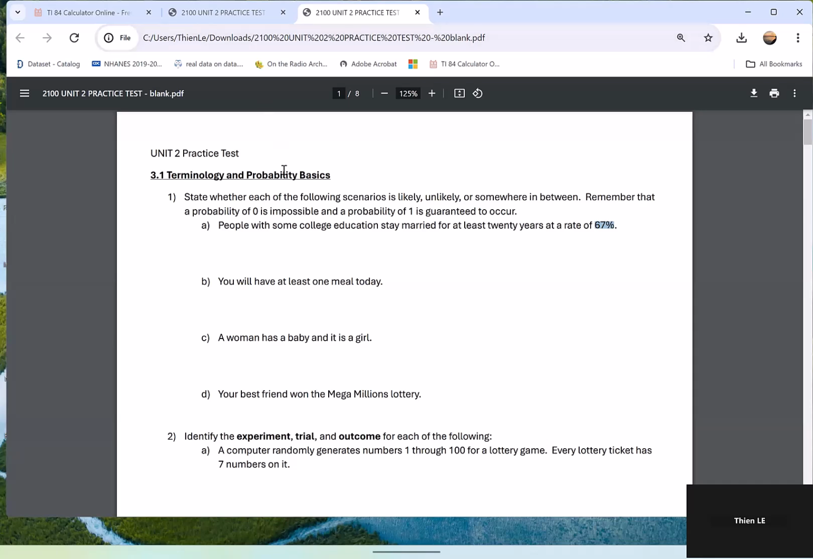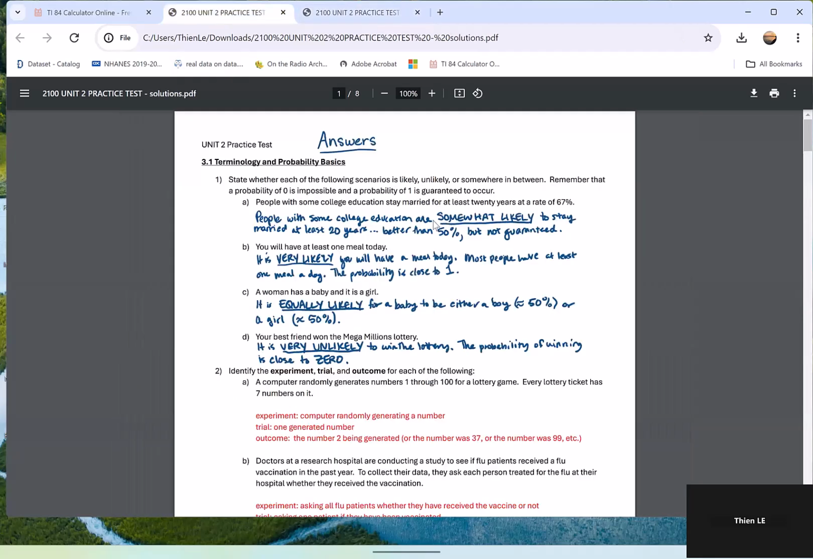So let us check the solution here. Somewhat likely, which is more than 50%, very likely, close to 1, equally likely, 50%, and very unlikely.